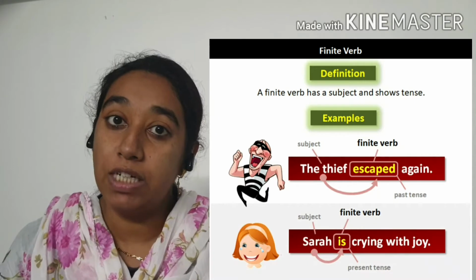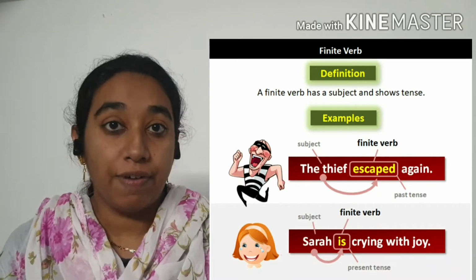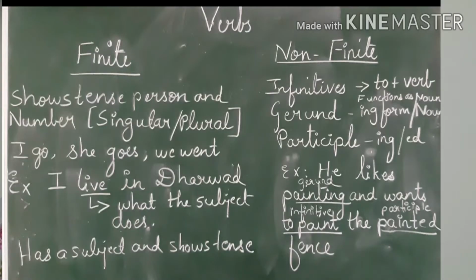Tenses we have learnt last year, that is divided into three parts: present, past and future. Finite verb shows tense, person and number. Number, that is singular and plural. Examples: I go, she goes, we went.